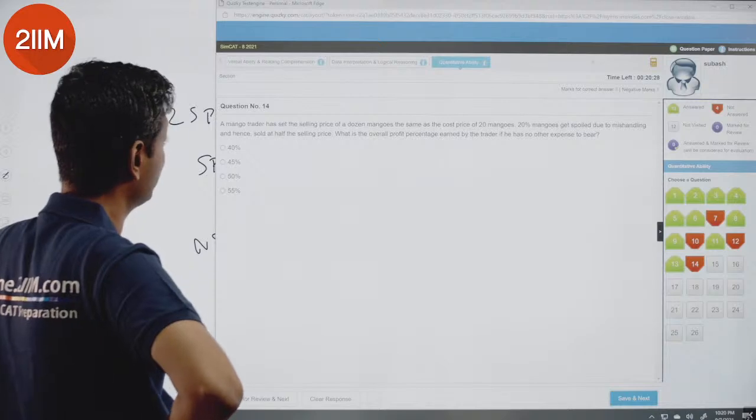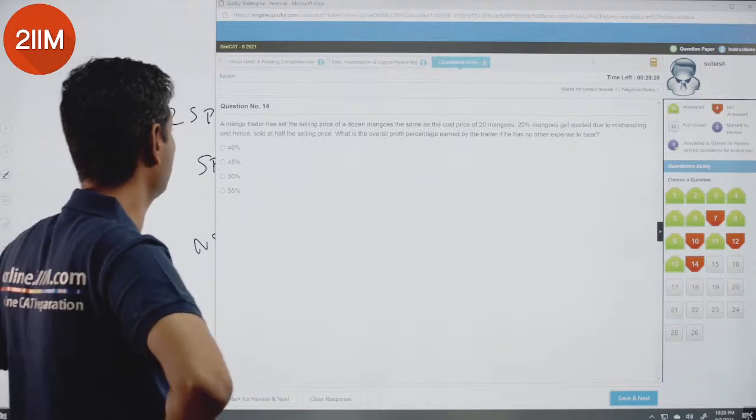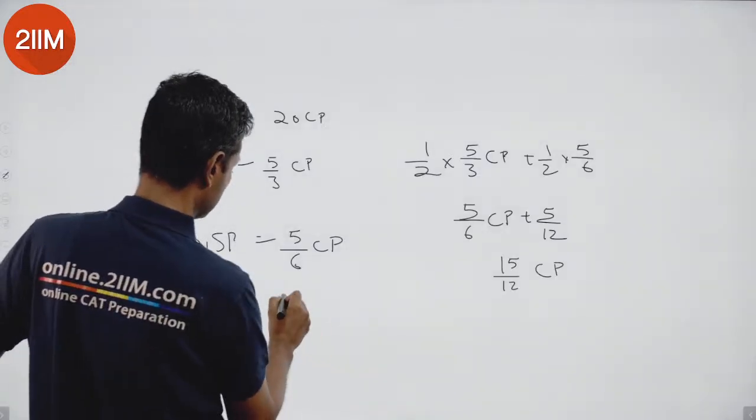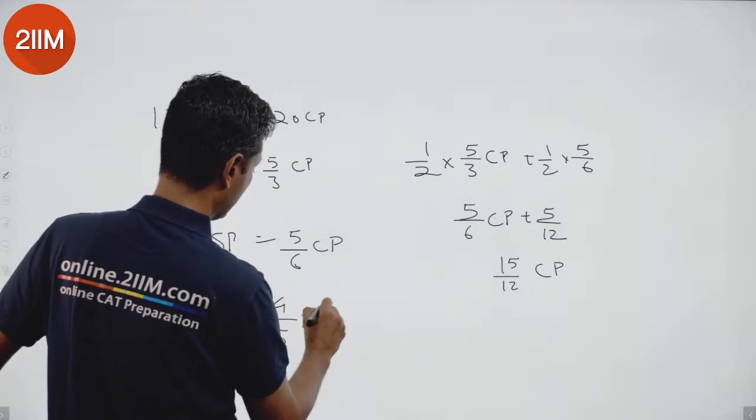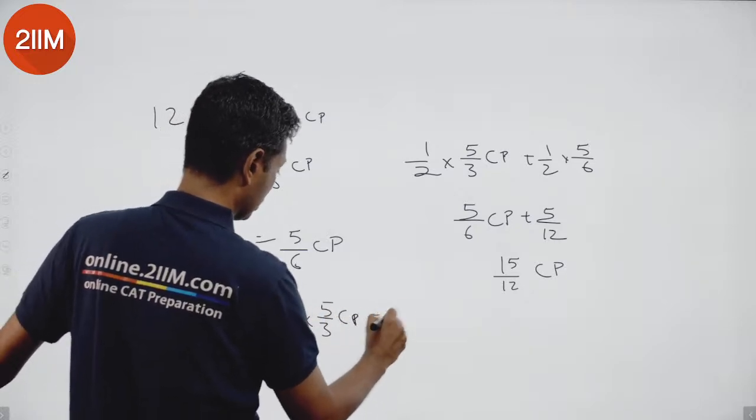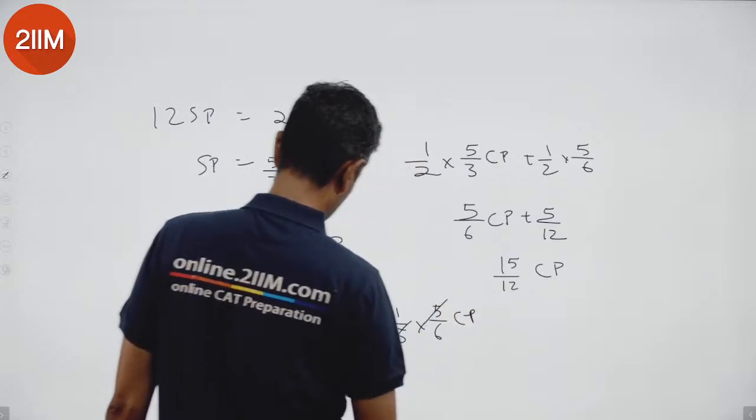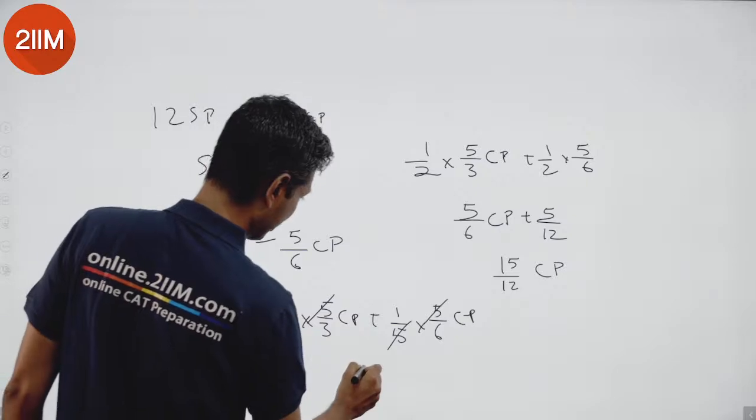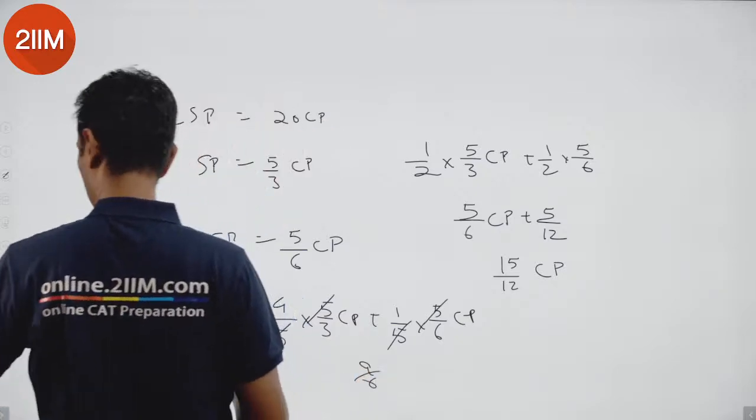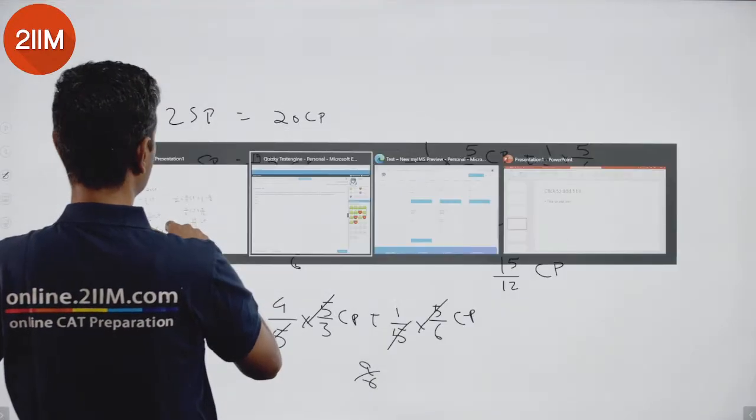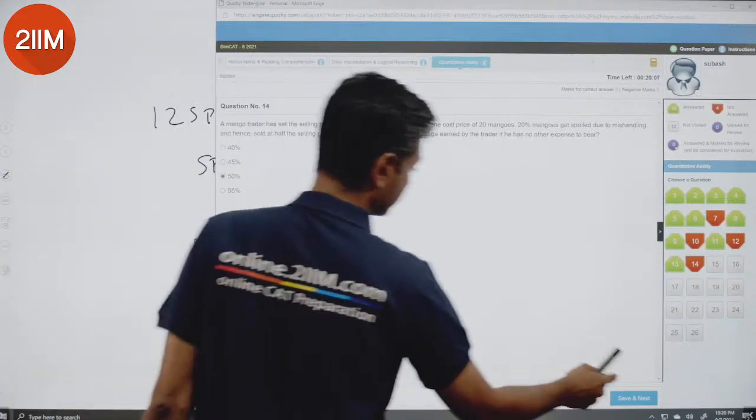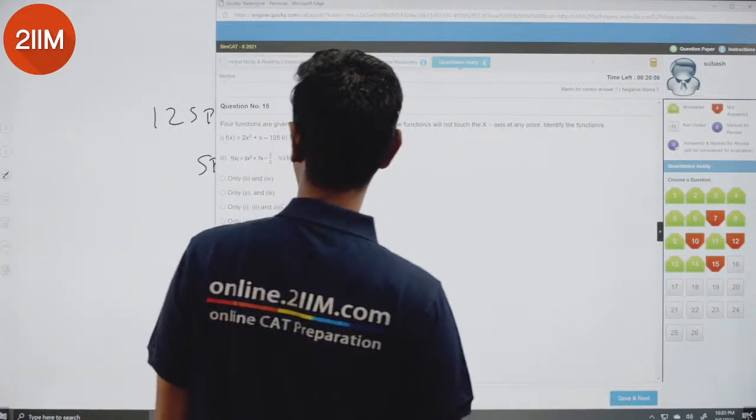Yeah, so no other expenses to bear. 20% get mishandled. So it is 4 by 5 into 5 by 3 CP plus 1 by 5 into 5 by 6 CP. 4 by 3, 8 by 6 plus 9 by 6, 3 by 2, 50%. I'm getting tired, so I need to amp up my speed.